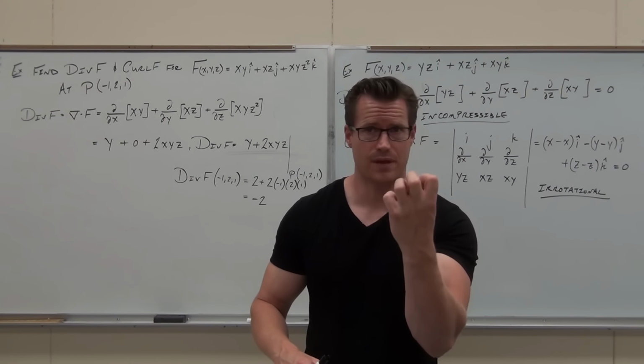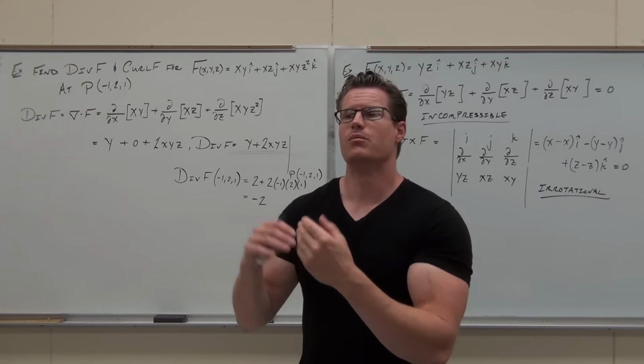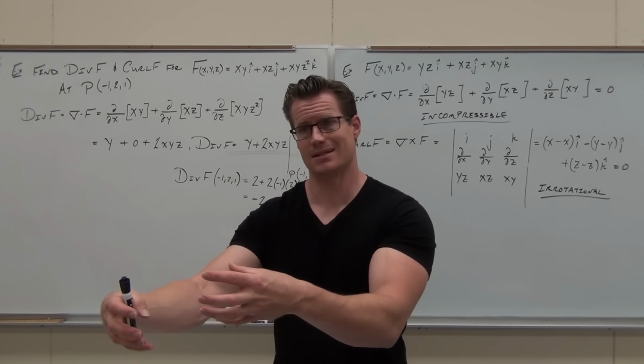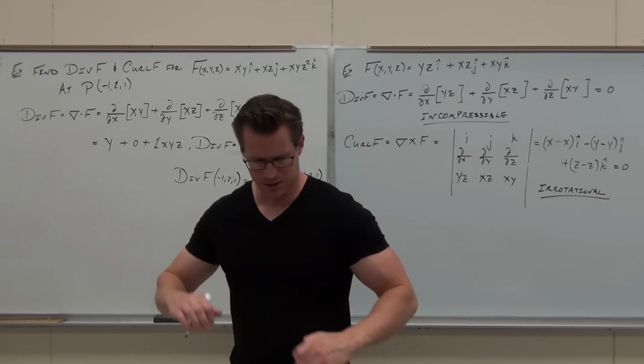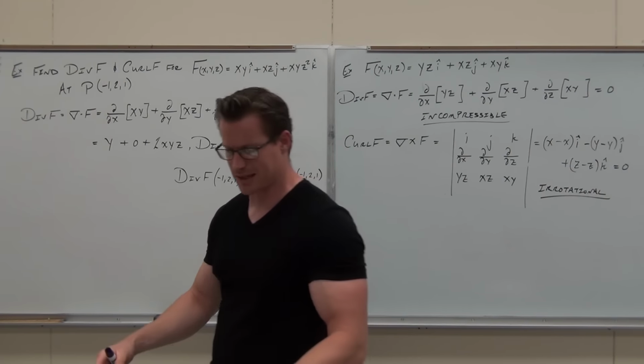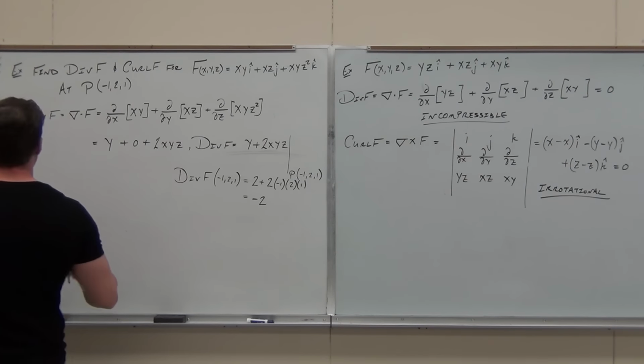We're gaining fluid at that point. The divergence is negative. The more that it's negative, the more fluid that we're gaining. Does that make sense? That's the idea here. Let's do the curl and then we'll be all done with this section. Probably just do one slight problem after this.